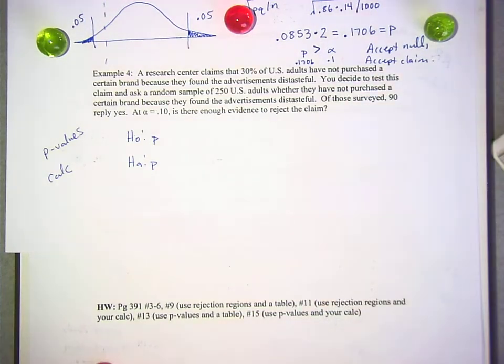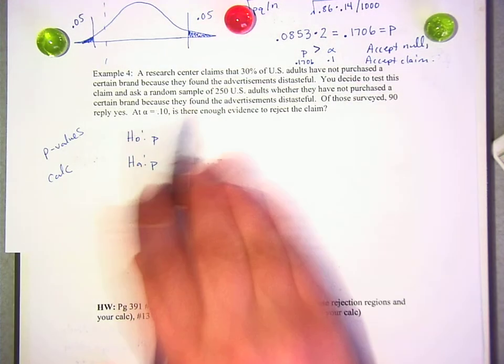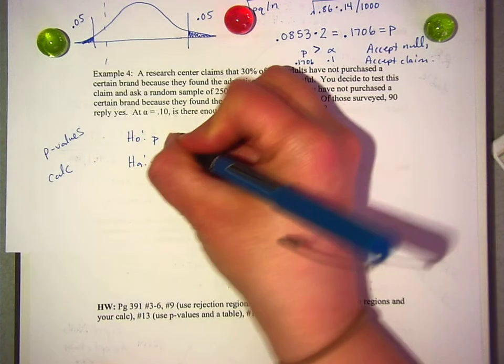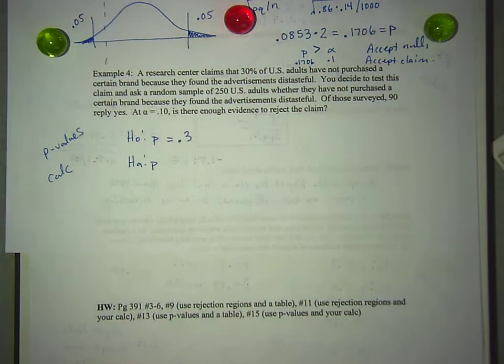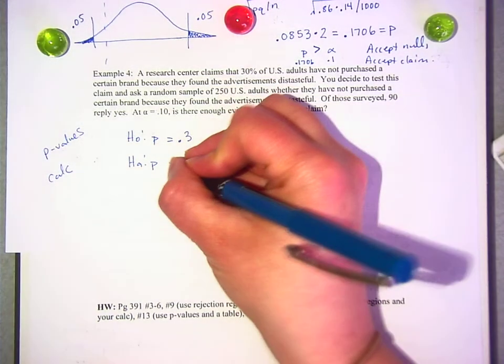All right, Megan, can you tell me the H sub O and the H sub A? They claim that 30% have not purchased a brand. So that would be p is equal to 30%. It's weird, isn't it? Because it makes you think it'd be not equal to, but they're actually saying that it is equal to 30%. And then the other one is not equal to.